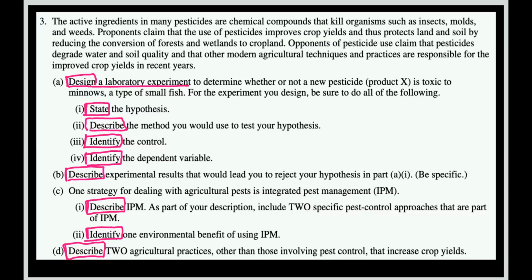Now part A has 4 parts, and it's all about designing an experiment. Part B, again, is talking about your experiment. Describe experimental results that will lead you to reject your hypothesis. And then part C, which has 2 parts, and D, really doesn't have anything to do with your designing an experiment.